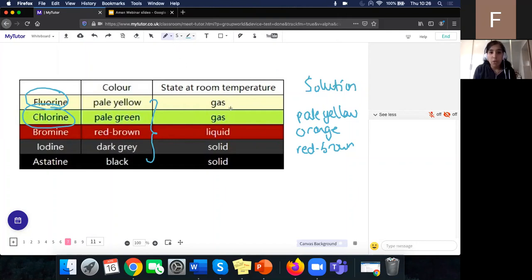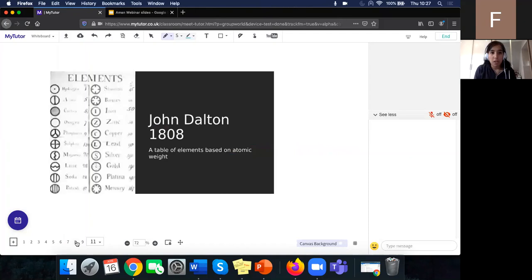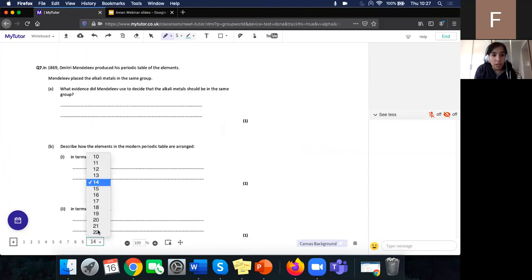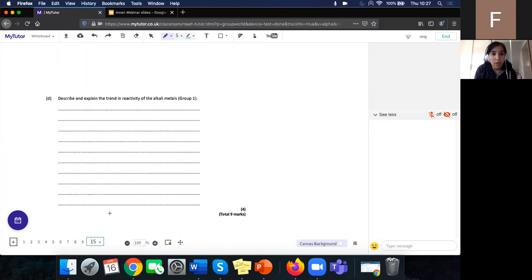You wouldn't need to know what fluorine forms in solution because nothing will displace fluorine. Remember, it's the first halogen. So that's why I've said these are the only 3 colours you need to know. Okay, so we're not going through that now. Okay, all right, here we go then.